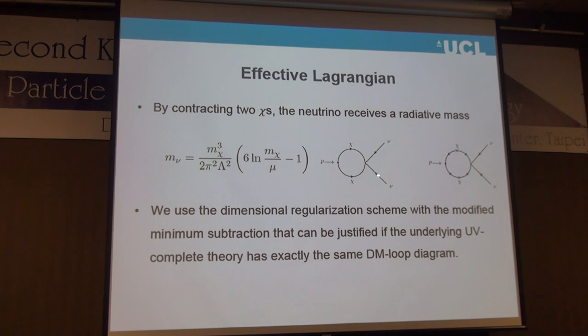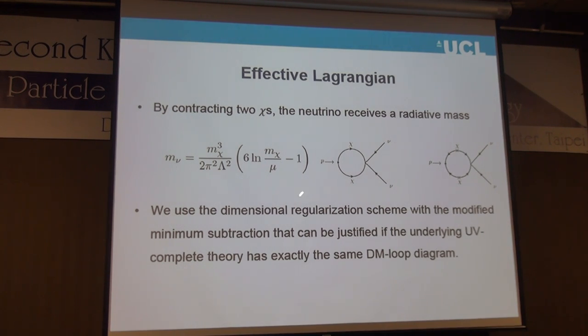But there are two contributions. One has different chiralities. In this case, we use the dimensional regularization scheme with minimal subtraction, just technical details. But the key point is whether this can be justified, since one might ask: this is an effective field theory, so how can you use dimensional regularization, which is based on UV complete models? My argument is, if your UV complete theory has exactly the same structure, then you can just use DR. I will justify that later.